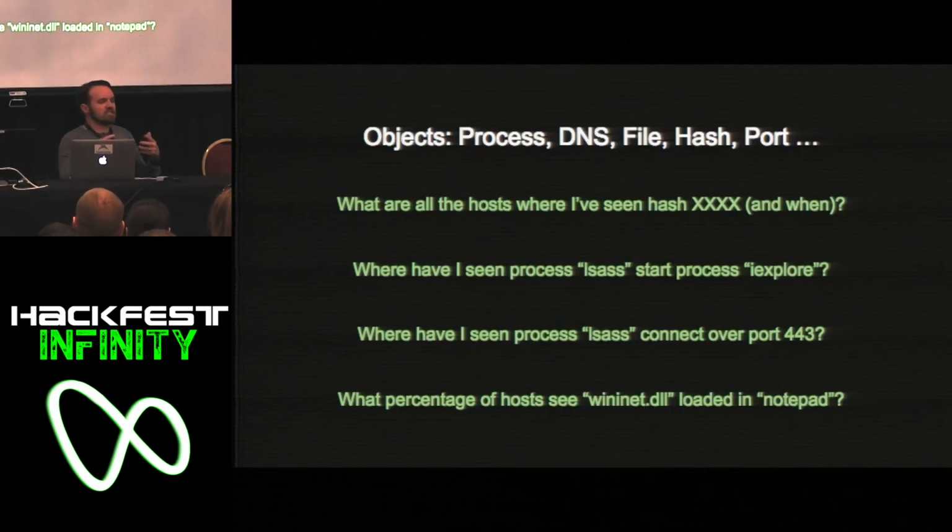So those relationships get kept, so you can see all the hosts when it happened. Where have I seen LSAS connect over port 443? Or what percentage of hosts have seen WinINet loaded in Notepad? These are all examples of relationships around objects. Essentially in objects, everything you can think of. And you're able to get statistical information and where different things have executed.